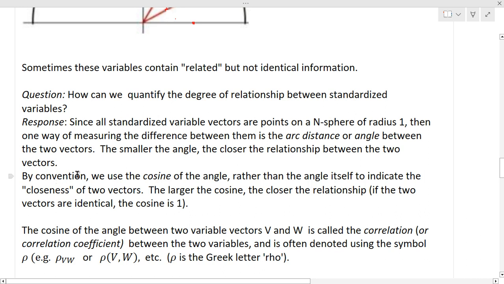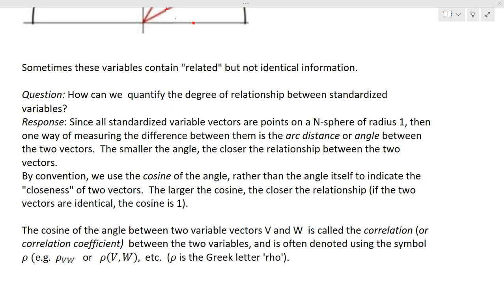But by convention, and for several reasons, we use the cosine of the angle rather than the angle itself to indicate the closeness of 2 vectors. Now, if you're kind of rusty on your trigonometry, and you thought that you'd never use it, trigonometry comes up all over the place in data. So we're looking at the cosine. Now, I can stop and give you a graph of the cosine, just to give you a 1-minute background.